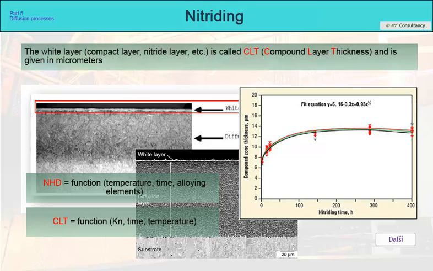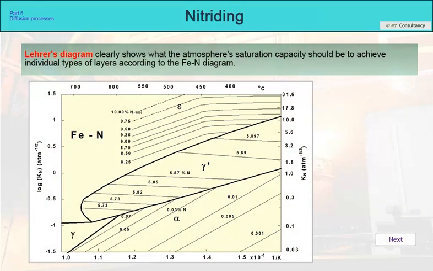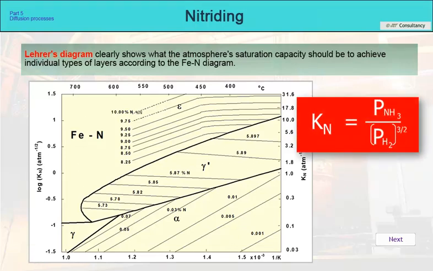In some cases, we want it on the surface, but in others we want to completely eliminate it. However, this is decided by the component designer. We will only consider whether it is feasible on our equipment or not. The Lehrer diagram shows what the saturation capacity of the atmosphere should be to achieve individual types of layers. The saturation capacity is evaluated by the nitriding number Kn according to this formula. It is not important to examine how this formula works. The furnace control system will evaluate it for us if it is equipped with a hydrogen probe.